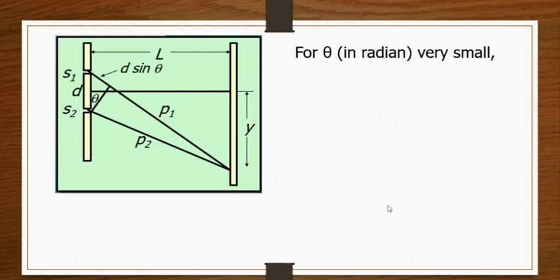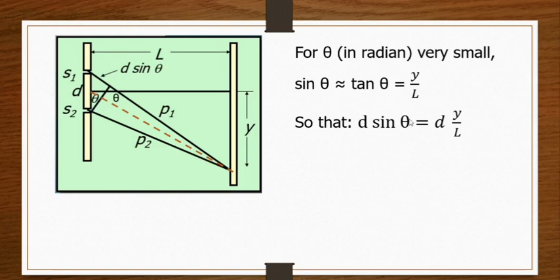So when theta, which is in radian unit, is very small, then I can see here that this is theta, and if this is theta, this angle should also be theta. Then when I write down the sine of theta, it will be equal to the tangent of theta. It will be equal to y over L, because theta is very small in radian. So that d times the sine of theta will be equal to d times y over L.